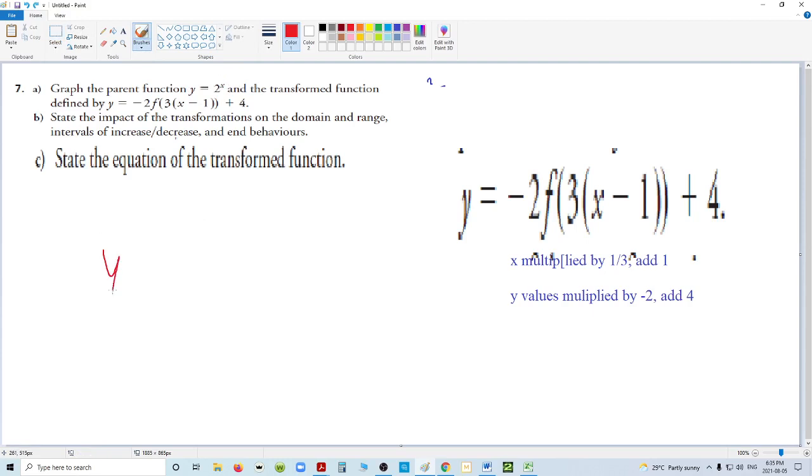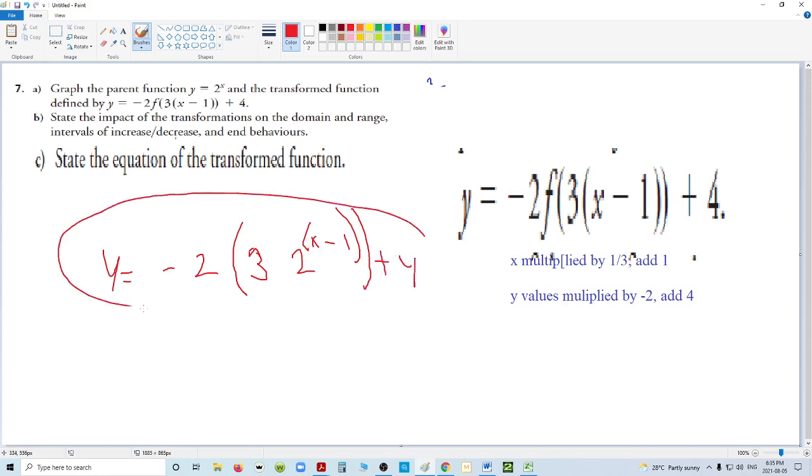So if we rewrite it, we're going to get -2 out front. And then my x values are multiplied by 3. So that's still going to be a 3. And then I got 2. And then you just put x -1 up here. And that's like that. And +4. So this equation should produce the same thing as that. Let's try that out using Desmos.